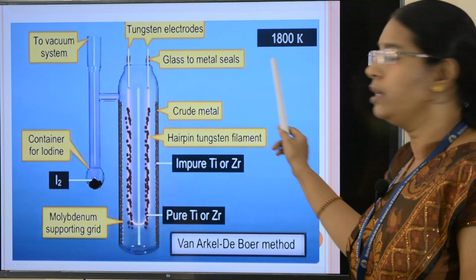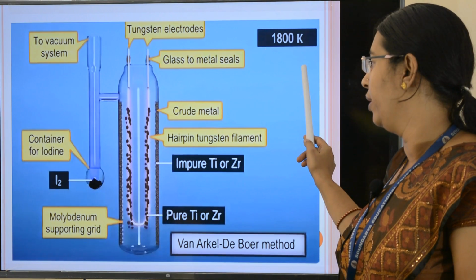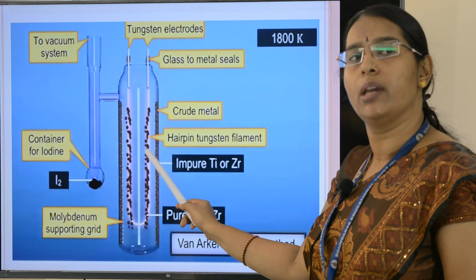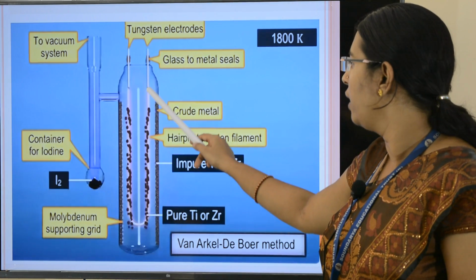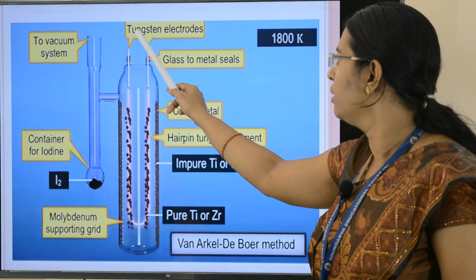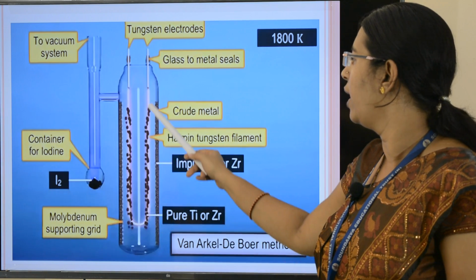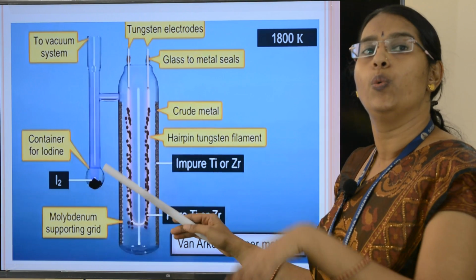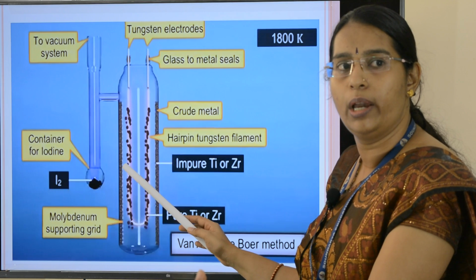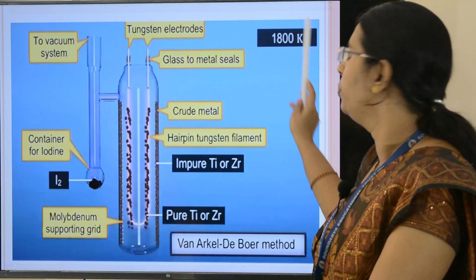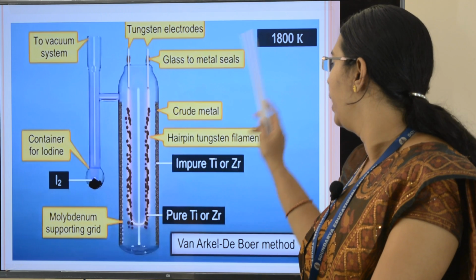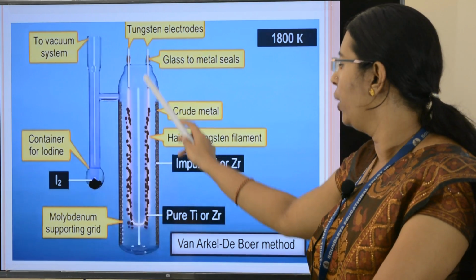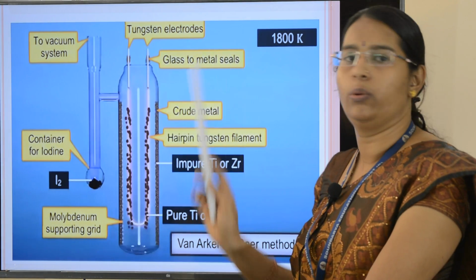Then when the temperature increases to about 1800 Kelvin, the titanium iodide or zirconium iodide dissociates and deposits on the tungsten filament as pure titanium or pure zirconium. I repeat, in the first step we will get volatile titanium iodide or zirconium iodide. Then upon increasing the temperature to about 1800 Kelvin, it dissociates into pure titanium or zirconium and deposits on the tungsten electrode.